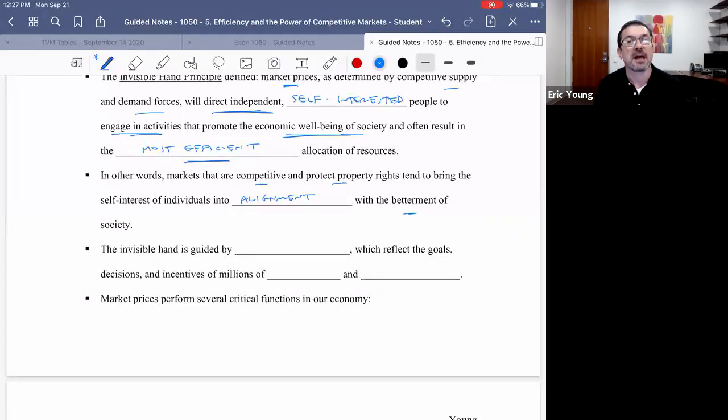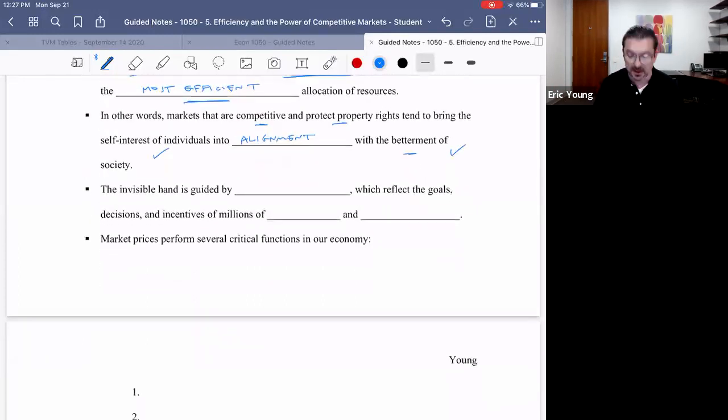The idea that individuals pursuing their own self-interested goals, their own utility motives or profit motives, are not contrary to what society wants, but can actually generate what society wants. That there is this alignment between the self-interest of individuals and the societal interest of all of us is a really powerful notion. And that's what the invisible hand is.